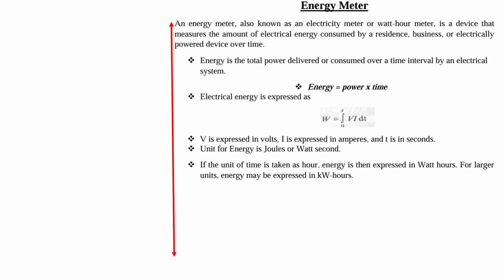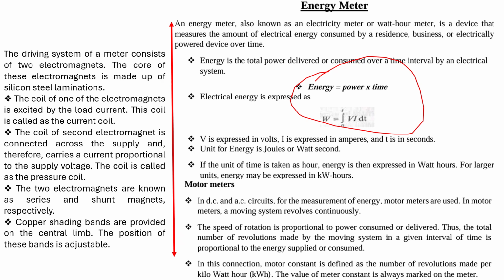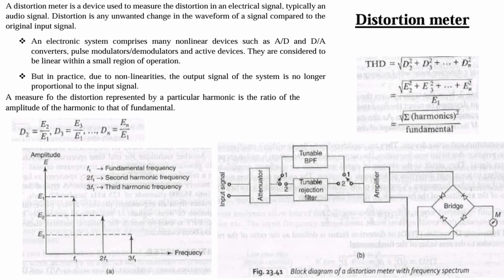Energy meter, similarly: energy is equal to power into time. Power is already V into I. These are the very basic things you can go through. Power meter, V into I. After measuring the voltage and current, you can measure the power.